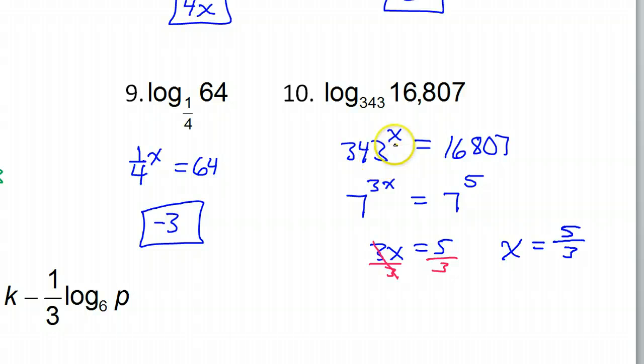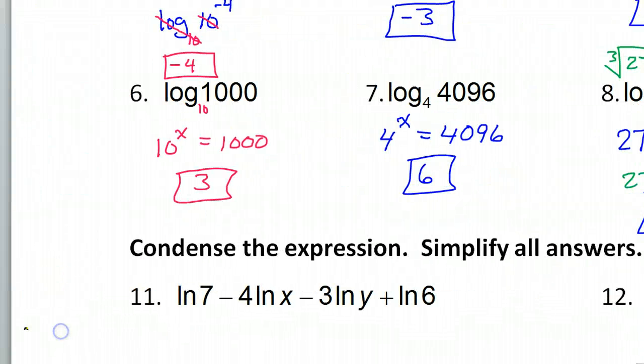Now there wasn't really an x, I just am using the x instead of a question mark just to represent the unknown. That's what a variable is. So the answer is just 5 over 3. Okay, that's number 10.